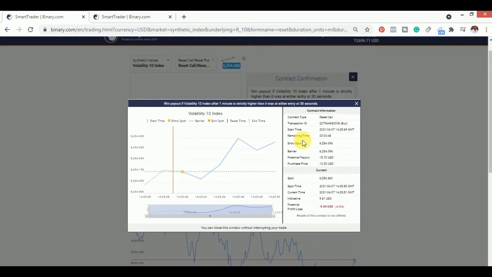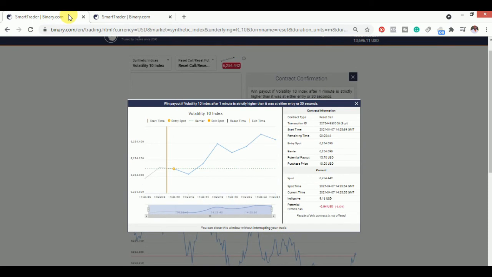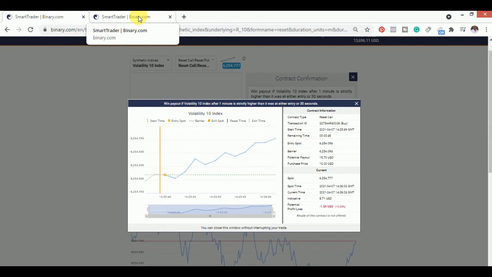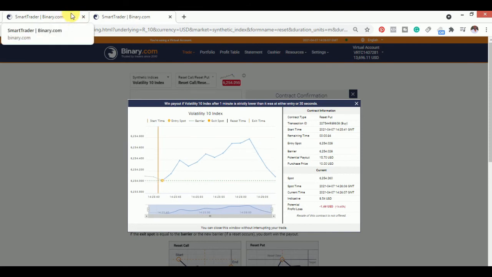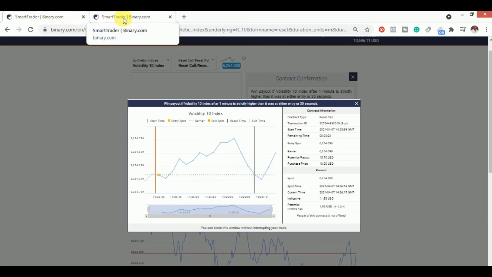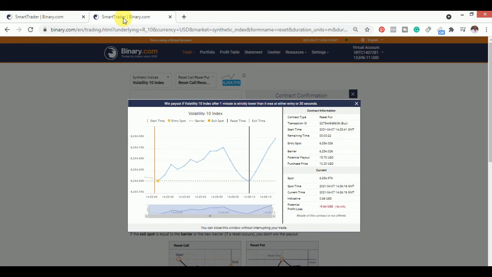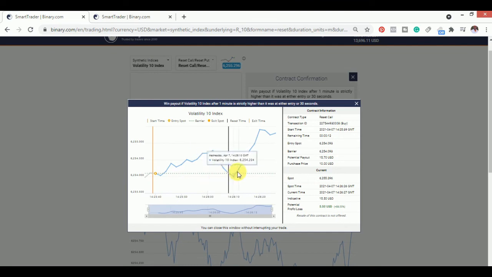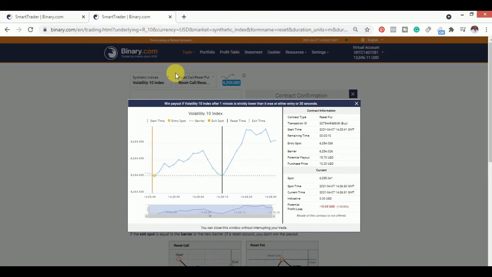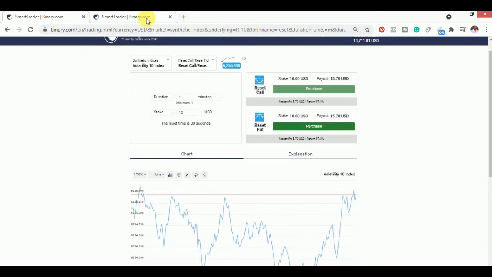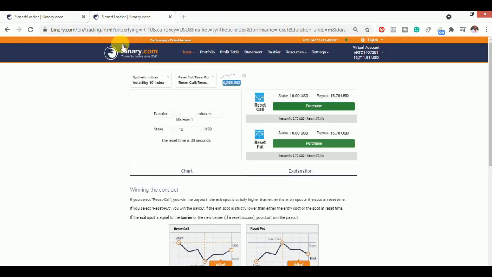Let's see if there's a possibility of both trades winning. You can see that it's almost the same pattern of progression. Now reset call is going in the call direction, while reset put, okay, the barrier line was created on the same barrier spot. Now definitely at this point one of them is going to be a loss, because a barrier line was created on the same spot where it started. The reset put will be the one that is lost eventually. So I'm just trying to test scenarios. Reset call here was a win, reset put here is a loss.